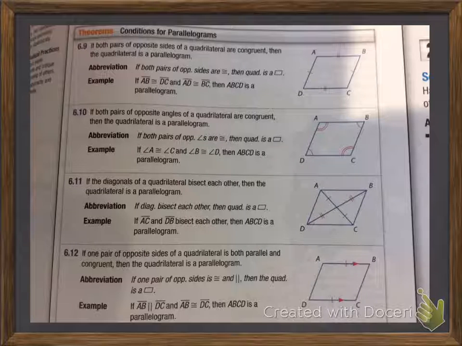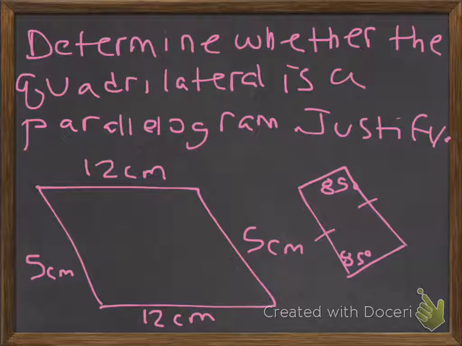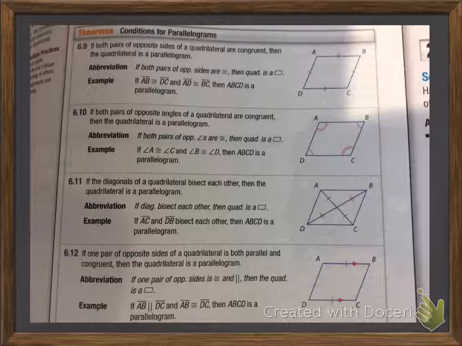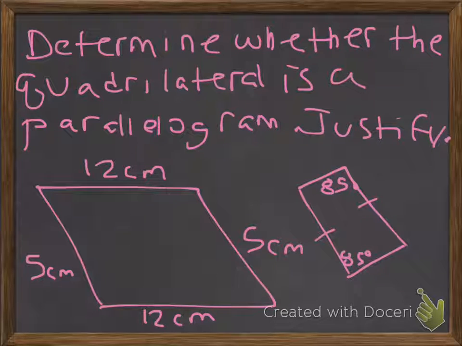So the first example, we're supposed to determine whether the quadrilateral is a parallelogram. Notice that the first quadrilateral has two sides opposite to each other that are equal, two pairs. So if you look at the first theorem, 6.9, that would say that this would be considered a parallelogram, and your justification would be theorem 6.9.